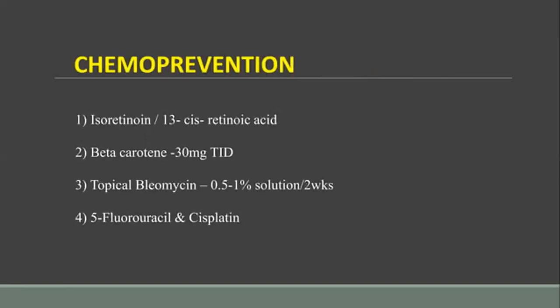Chemoprevention. What could be done to prevent it with chemical substances? Isotretinoin, beta-carotene, topical bleomycin, and fluorouracil with cisplatin.